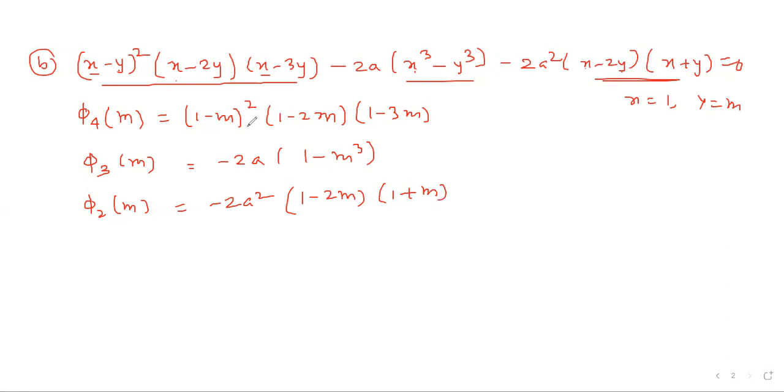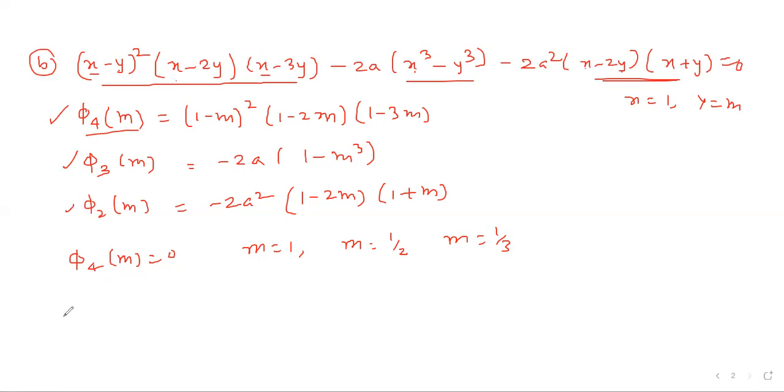Now, slopes of asymptotes are real, and we can get them by putting phi 4m equal to 0. So when phi 4m equal to 0, we will get m equal to 1, m equal to half, and m equal to 1 by 3. So these values are distinct. So it is simple to get the values of c. So let's find out the derivatives of this.